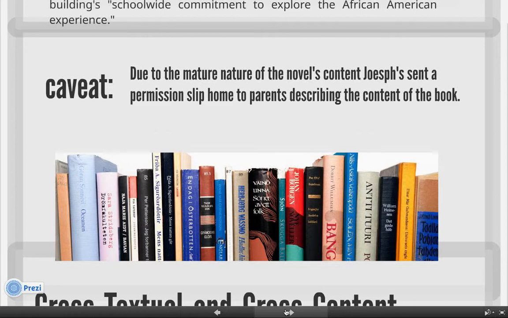By doing this, she had two things happen. She had parent buy-in and felt comfortable that the students were going to be exploring material that their parents were aware of. The second piece was that it allowed an opportunity for parents to continue the conversation about the book at home and thus broaden the reader's experience.